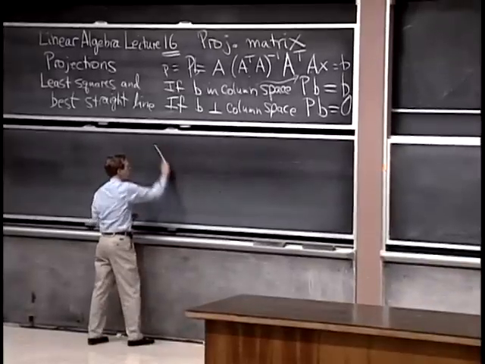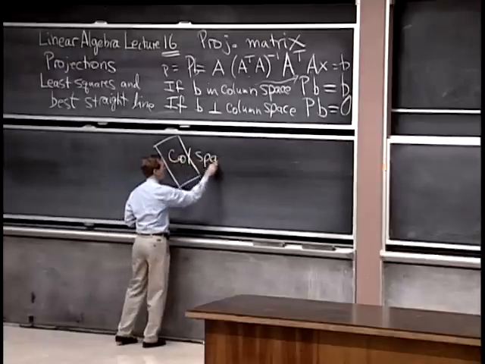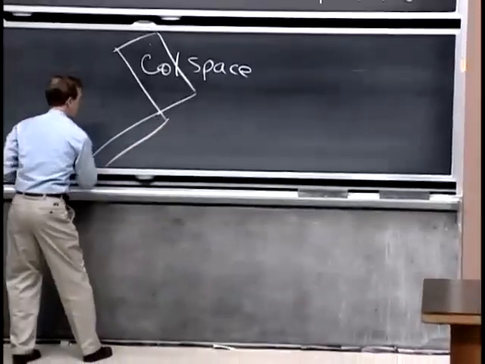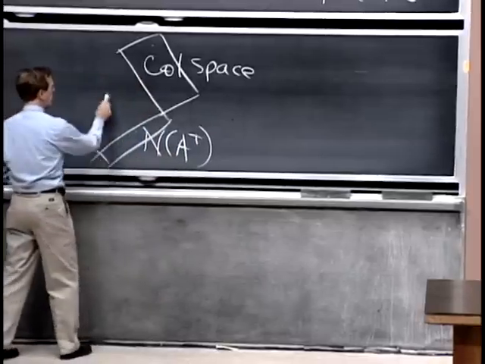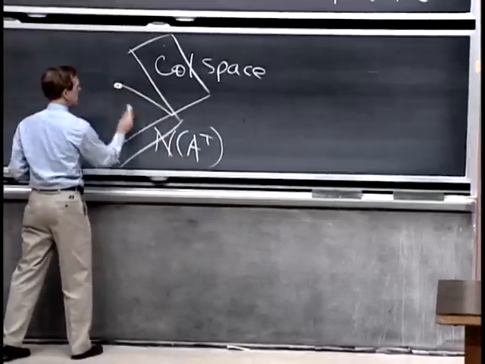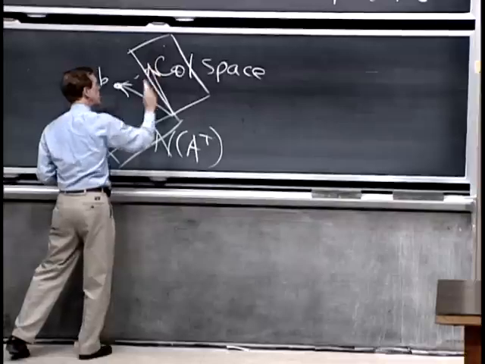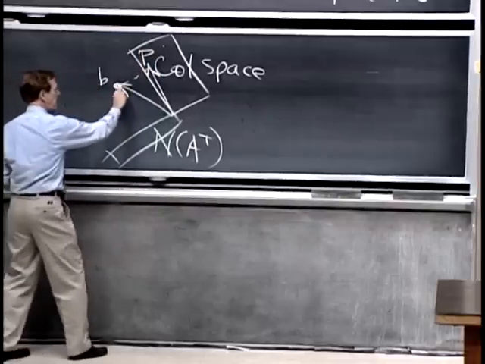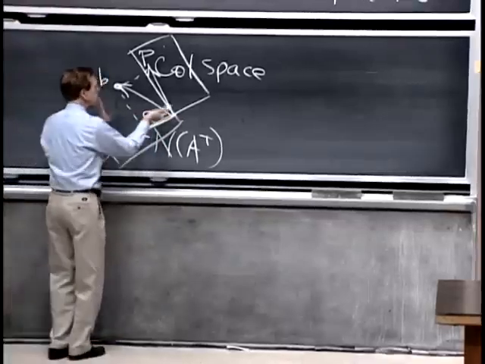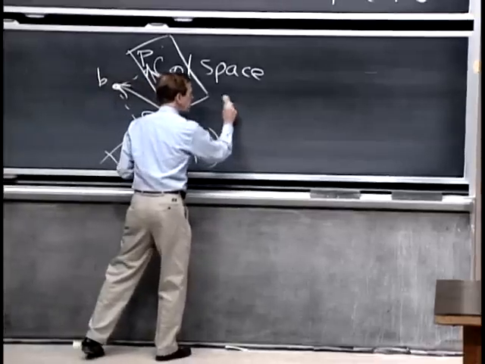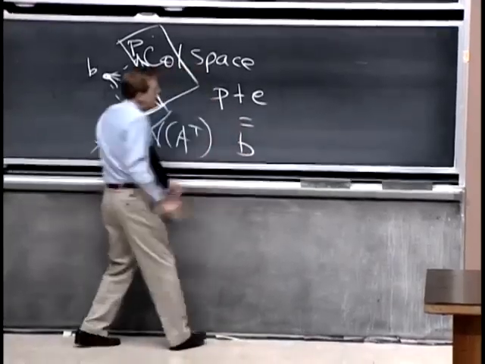We've got the column space, and perpendicular to that is the null space of A transpose. And our typical vector B is out here. There's 0, so there's our typical vector B. And what we're doing is we're projecting it to P. And of course, at the same time, we're finding the other part of it, which is E. So the two pieces, the projection piece and the error piece, add up to the original B.